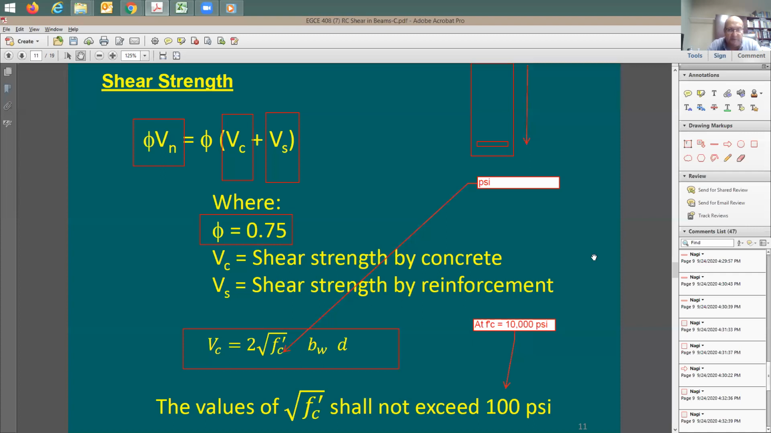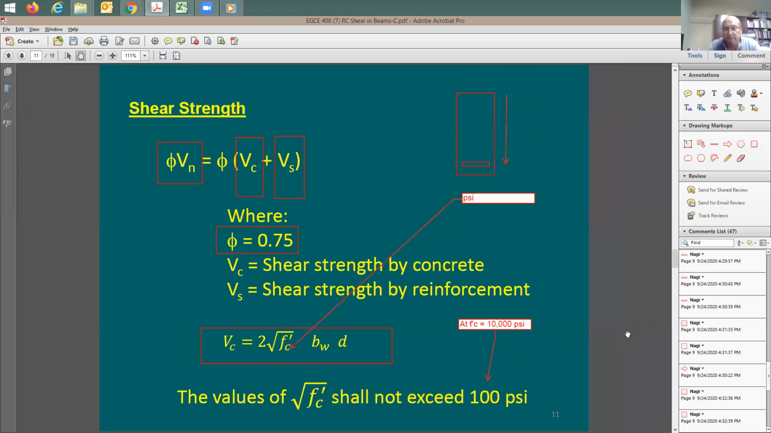Sounds very easy, especially when you see an example and you're trying to find out the width, let's say 16 inch by, let's say 21.5 times 2 square root of f prime c. Now you are done with the concrete strength. So it is not really tough.